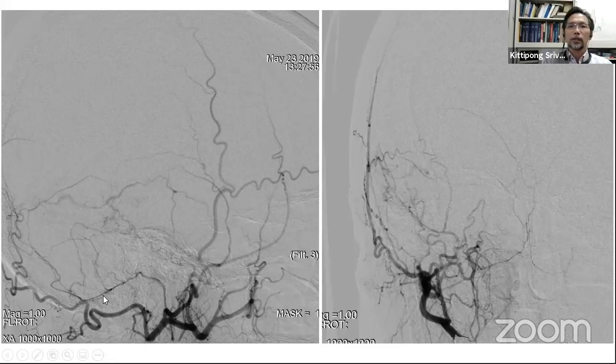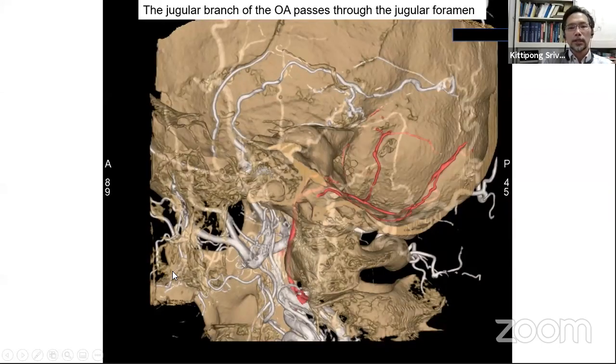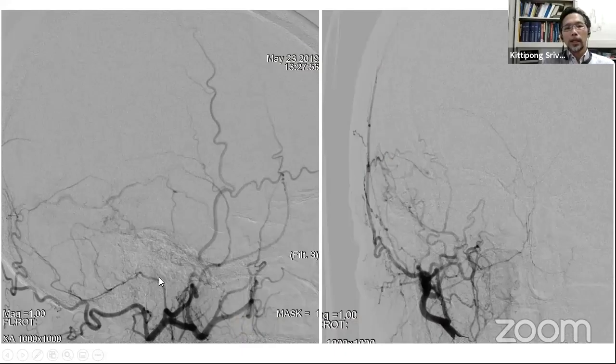Okay, so it's the same thing. Yeah, so you only see the dural portions, but at the jugular foramen, it is actually supplying the cranial nerves. Okay, so you can do embolization over here, but you have to be more careful when you do something over here. So that's the difference.